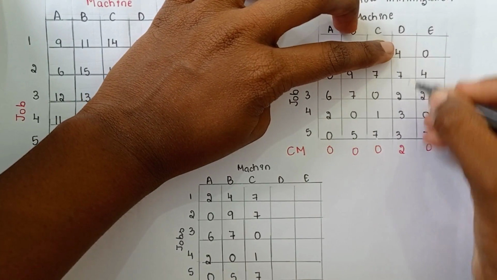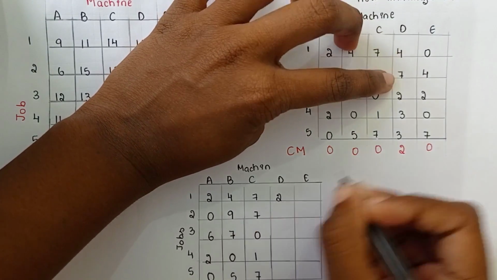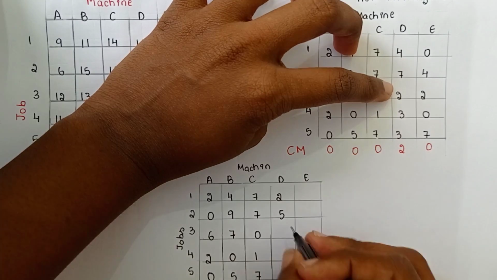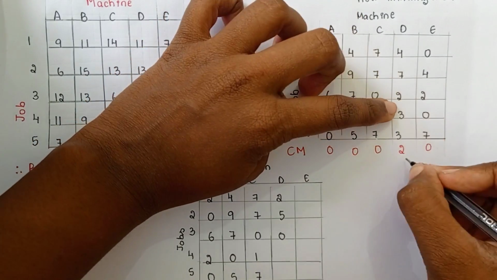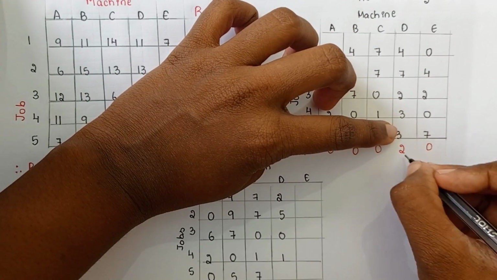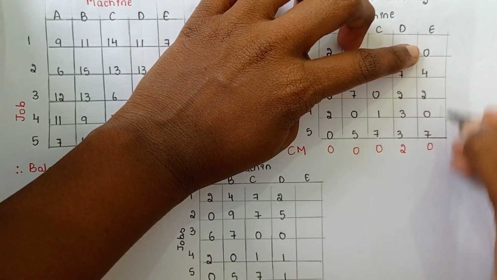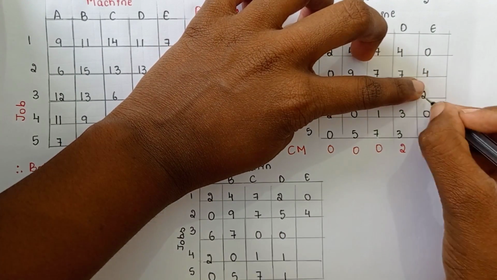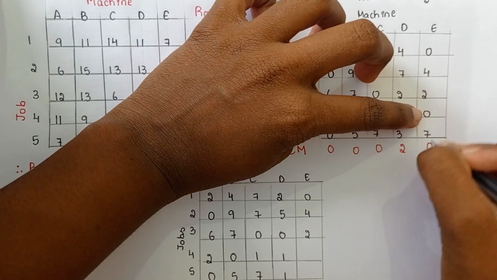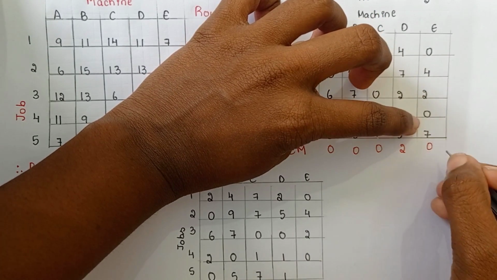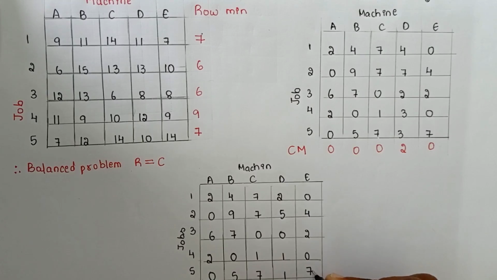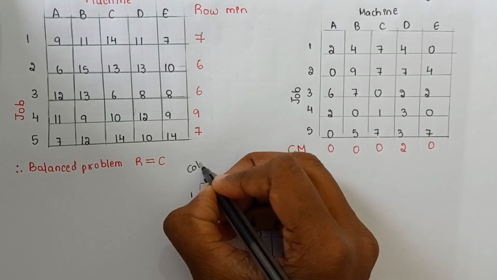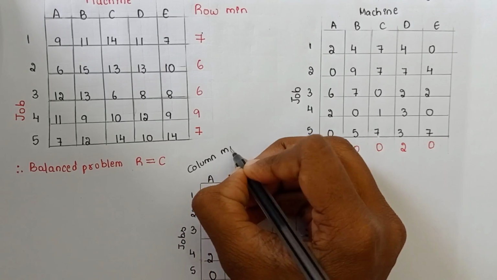Fourth column, 4 minus 2 is 2. 7 minus 2 is 5. 2 minus 2 is 0. 3 minus 2 is 1. 3 minus 2 is 1. 0 minus 0 is 0. 4 minus 0 is 4. 2 minus 0 is 2. 0 minus 0 is 0. 7 minus 0 is 7. So this is the column minimized table, column minimization.